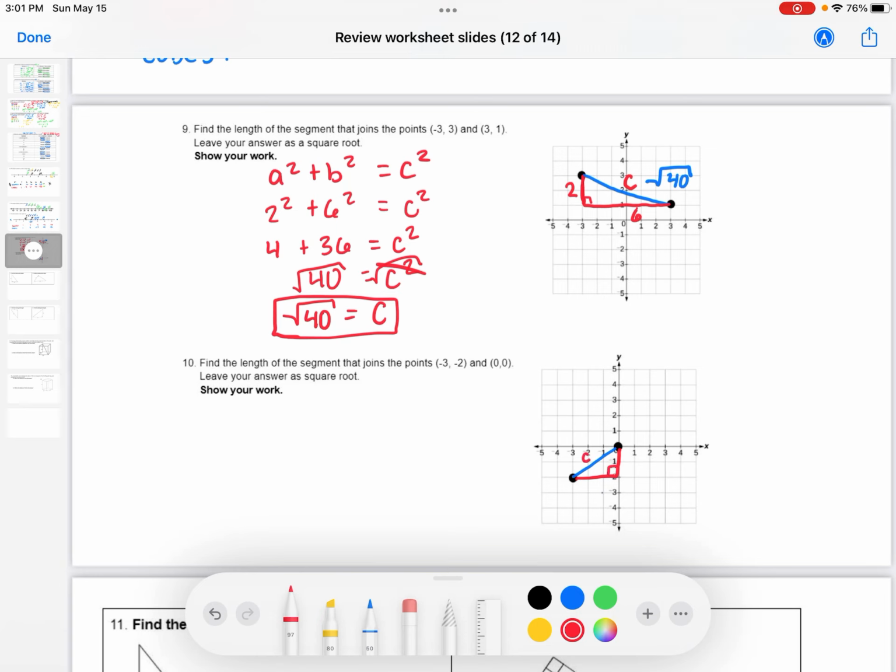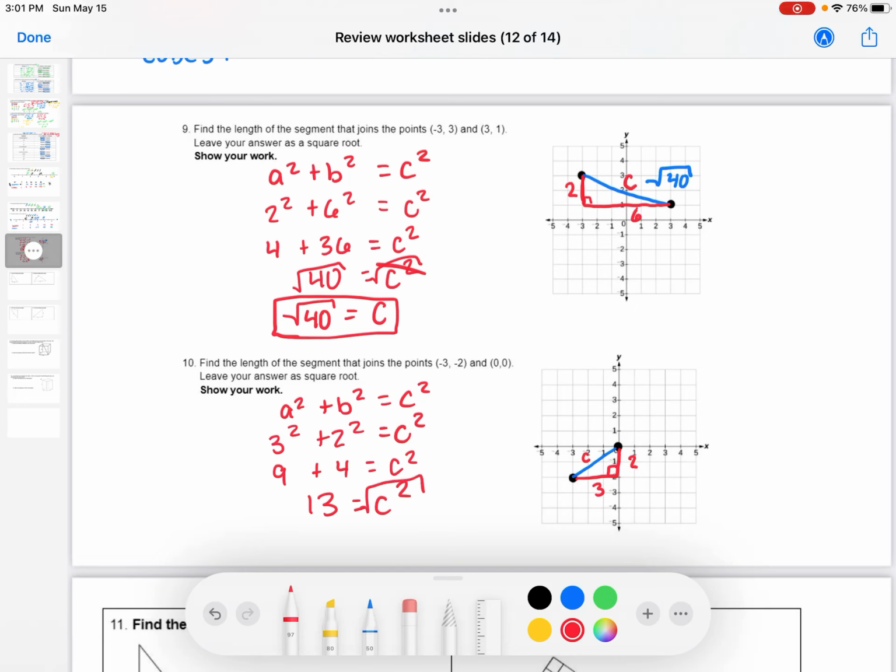My hypotenuse is the blue line. So I had to find the length of my legs. I have 2 and 3. Same thing. a squared plus b squared equals c squared. 3 squared plus 2 squared equals c squared. 3 squared is 9, plus 2 squared is 4, equals c squared. 9 plus 4 is 13, equals c squared.